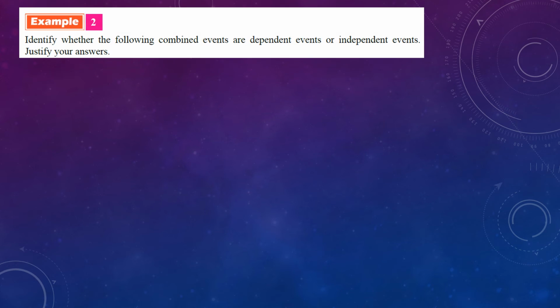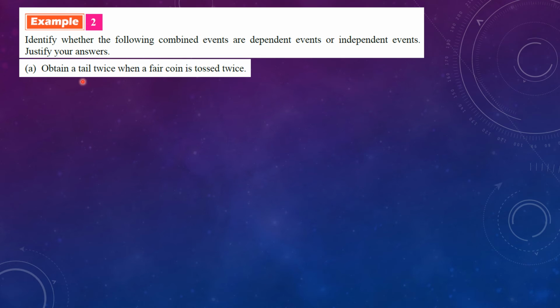So now, we look at example 2. You can refer to your textbook at page 247. Identify whether the following combined events are dependent events or independent events. Justify your answers.